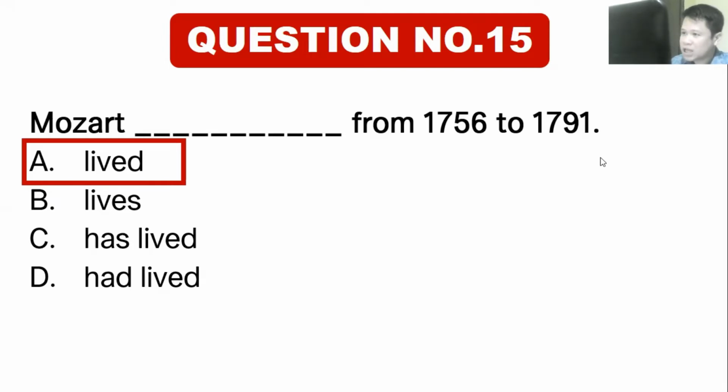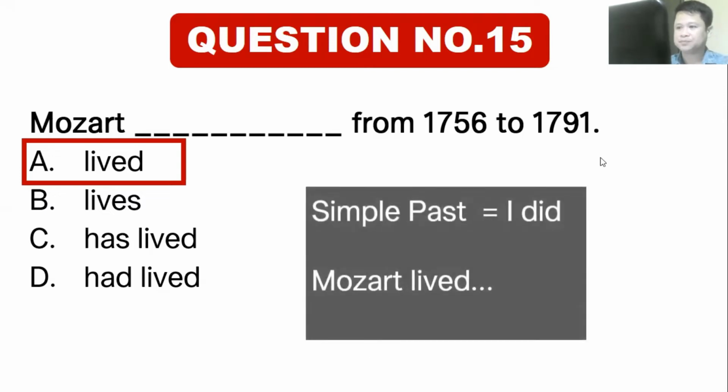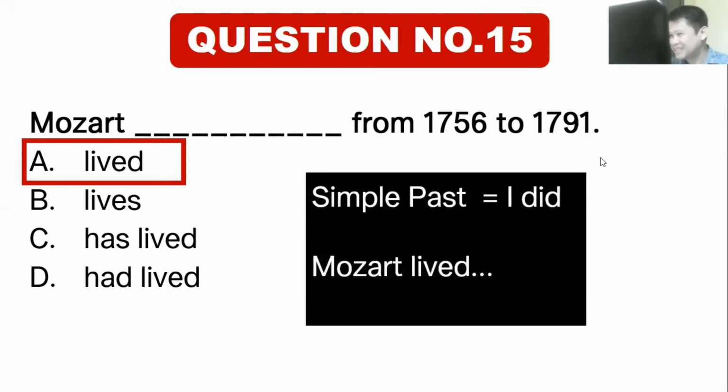Mozart lived and died many years ago, right? So he was a thing of the past. So simple past tense, I lived. I did, I lived, I danced, I planted. Mozart lived.